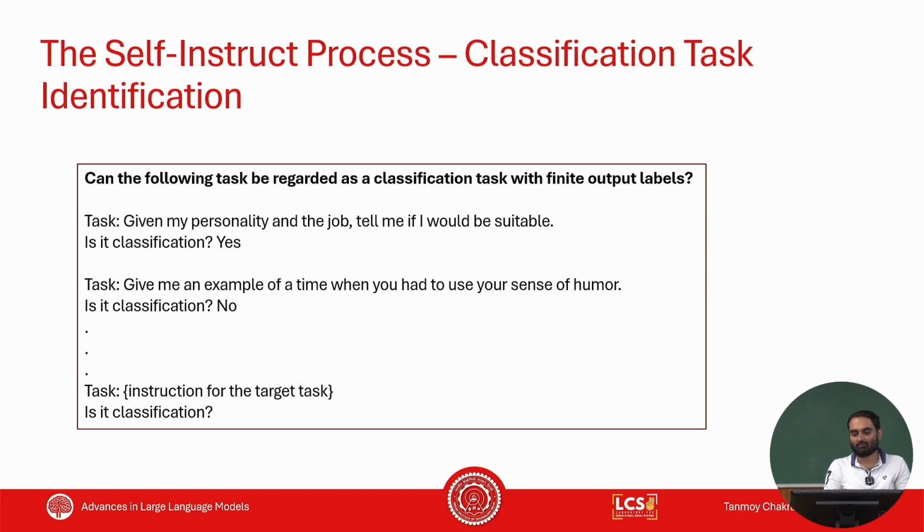right? Now what they said is that among these 175 tasks, some of the tasks are classification tasks and some of the tasks are generation tasks. For example, sentiment analysis is a classification task. So they said that we need different treatments for these 2 different tasks. Classification task, we need a different treatment. Non-classification task, we need a different treatment. By the way, so far we have only generated instructions. What else do we need to generate?